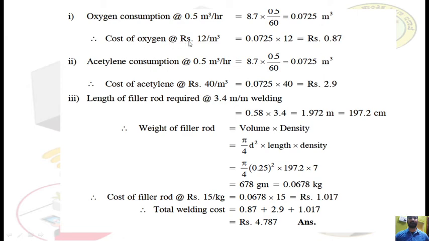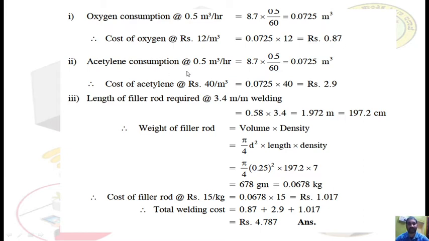The cost of oxygen is rupees 12 per meter cube. That means if you consume 1 meter cube of oxygen, we have to pay 12 rupees. We need just this much oxygen. So this much oxygen multiplied by the cost of oxygen per meter cube gives you the oxygen cost, that is 0.87.